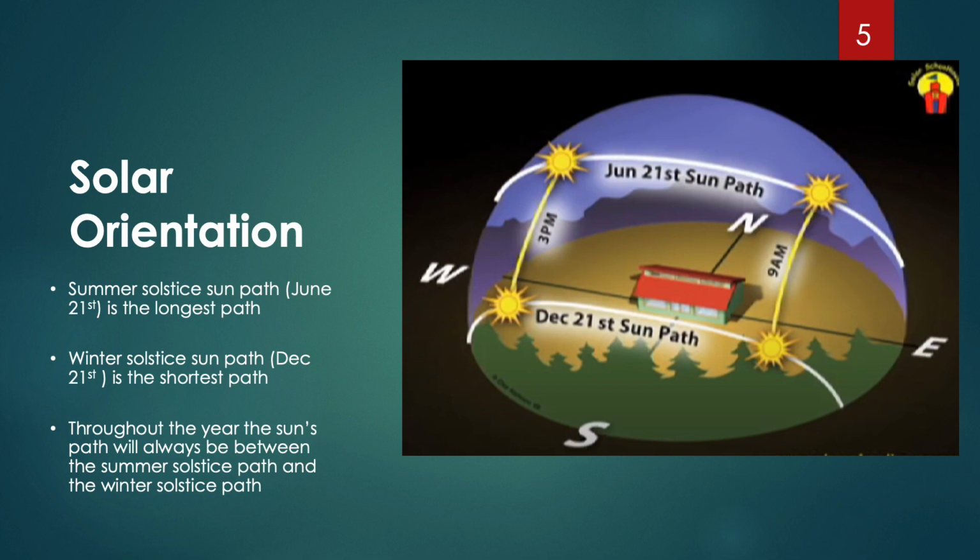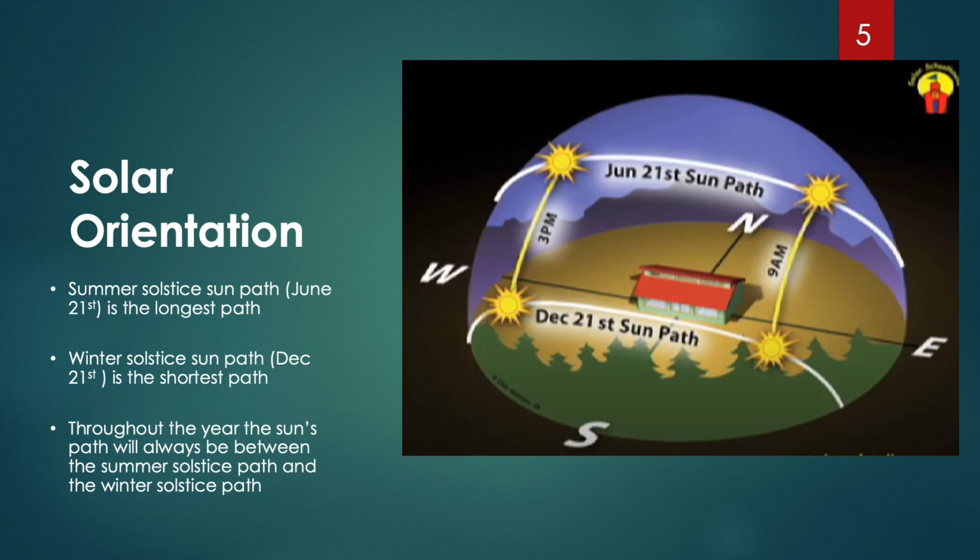Here we have a picture of a home at a fixed position and a sort of sky dome. The first path you see there is at June 21st, which represents the summer solstice, and that's the longest path that the sun is going to take throughout the year. Then below it, December 21st represents the winter solstice path, and that is the shortest path of the year.